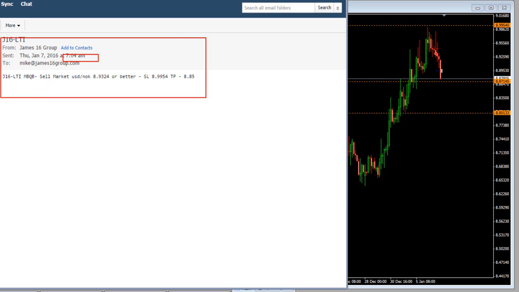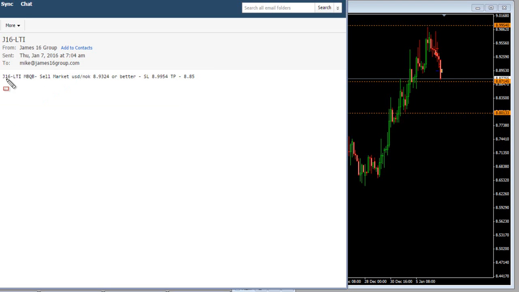I set an alert, and I just want to explain the terminology just in case any of you don't understand. I think it's pretty easy, but let's go over it. So again, you're going to get an alert from the actual email address, no reply at James16group.com. That's just the automated message that sends out. So if you try to reply to that, nothing's going to happen, guys. And what it will always come with is the tagline of J16 LTI, which is live trade idea.